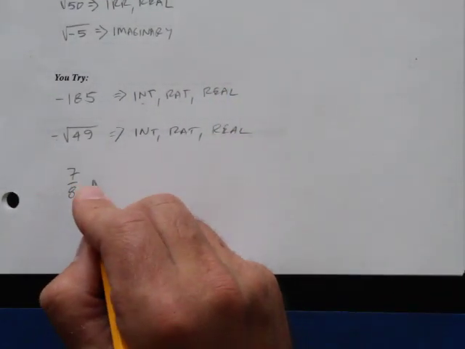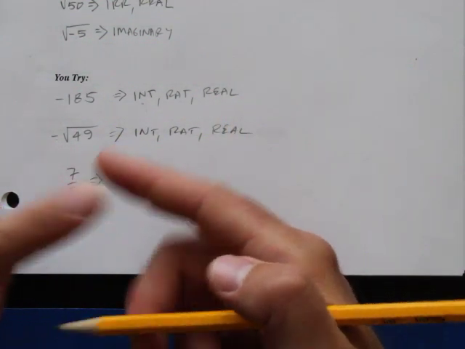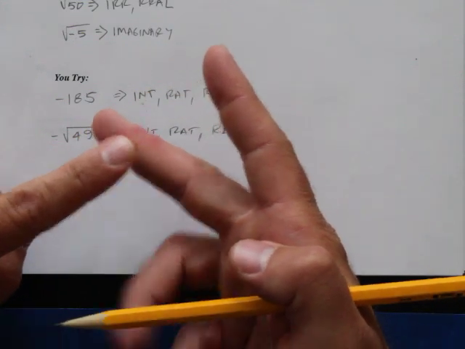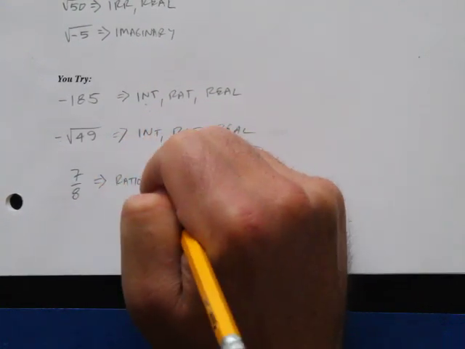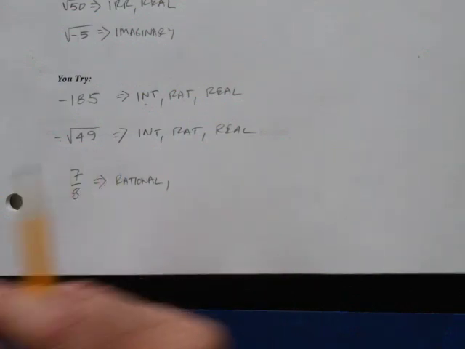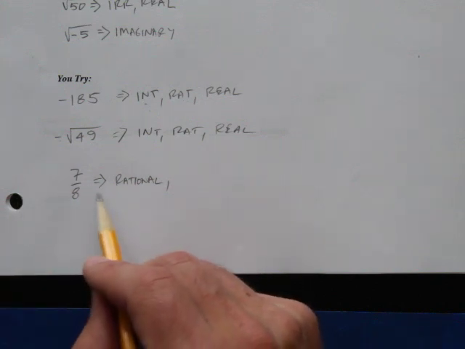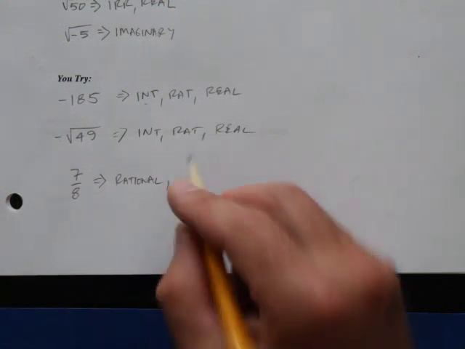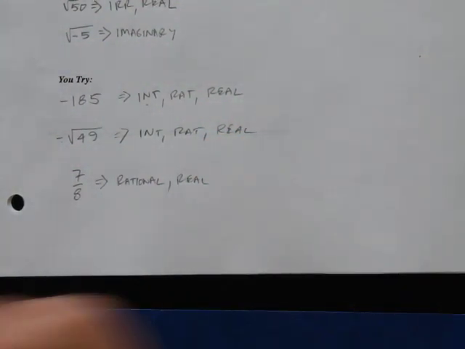Now we are on to 7/8. 7/8 is not a counting number, not a whole number, not an integer, because integers do not include fractions. It is a rational number, because if I divide these on the calculator, I get something like 0.875. Anyway, it is a decimal that stops. It's not a non-repeating decimal, so it's rational, and it is real. And that is it for this side. Let's go on, let's keep moving.